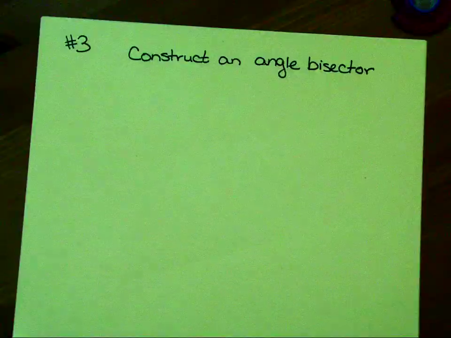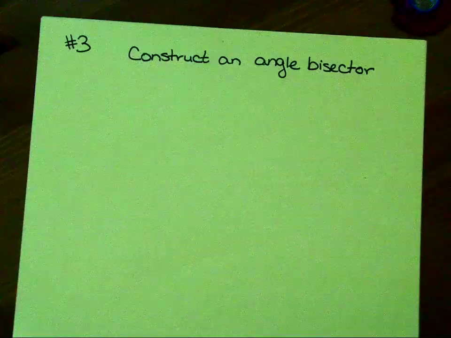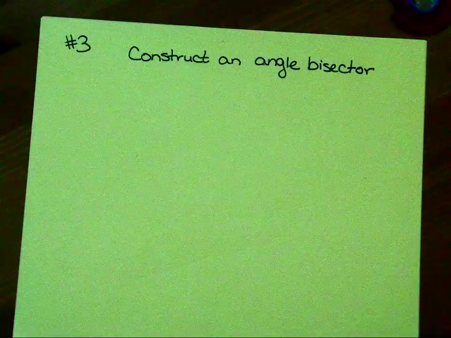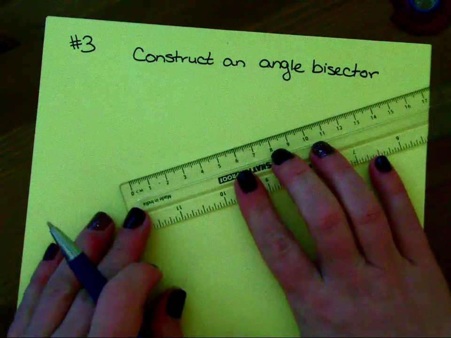Our goal for construction number 3 is going to be constructing an angle bisector. In order to construct an angle bisector, the first thing we have to do is draw an angle. Remember, an angle bisector cuts an angle into 2 congruent parts.